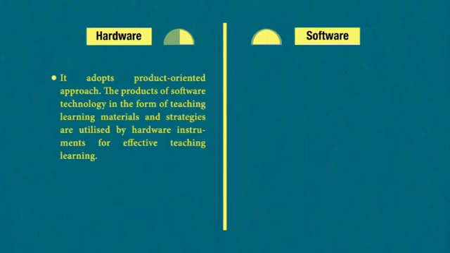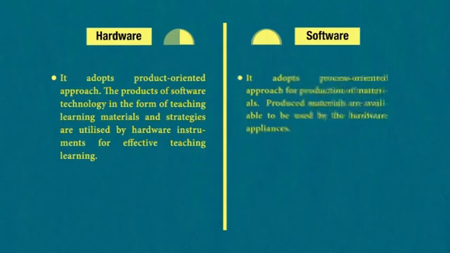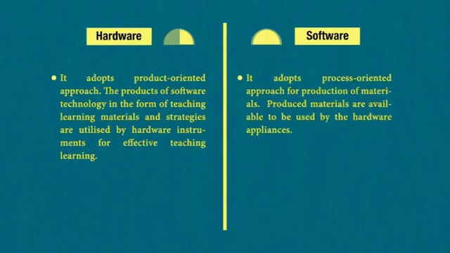Hardware approach adopts product-oriented approach. The products of software technology in the form of teaching learning materials and strategies are utilized by hardware instruments for effective teaching learning. Software approach adopts process-oriented approach for production of materials. Produced materials are available to be used by the hardware appliances.